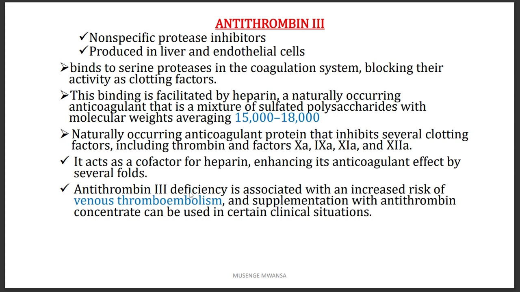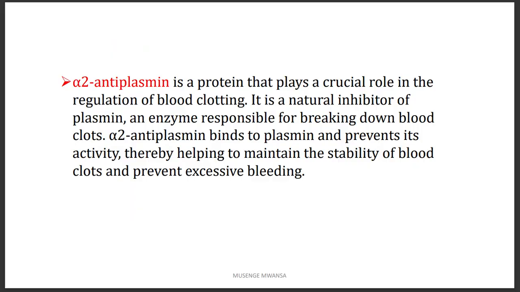So when there is a deficiency of antithrombin, it means that blood is able to clot anyhow, because this one is there to prevent the coagulation. So imagine the blood clots in the veins. We are going to have venous thromboembolism. So you don't want that, the clotting of blood in the veins, right? So that is the absence of antithrombin 3.